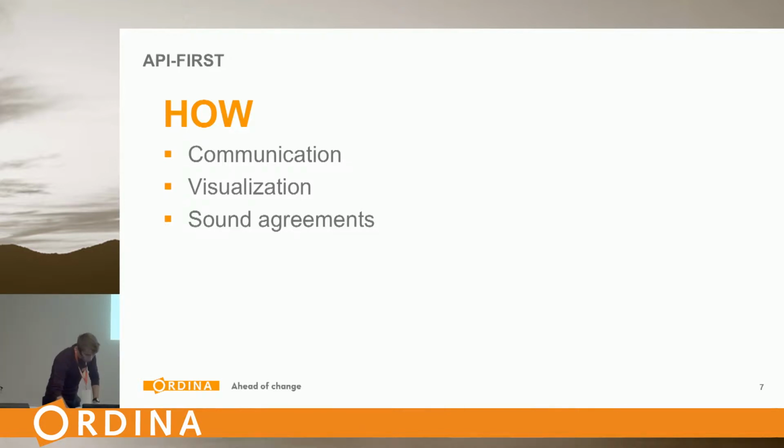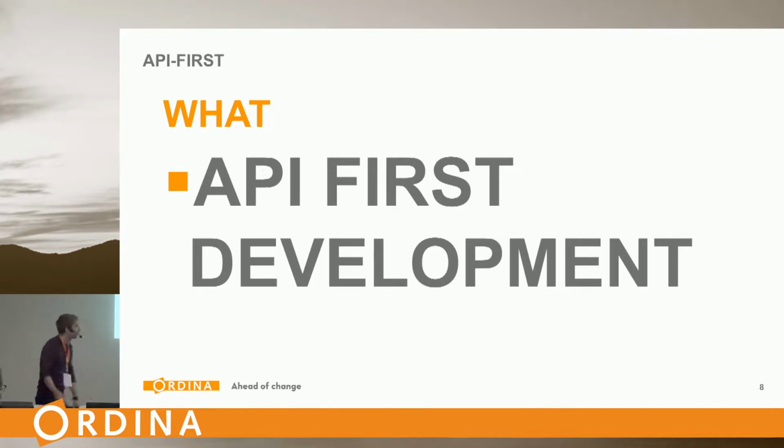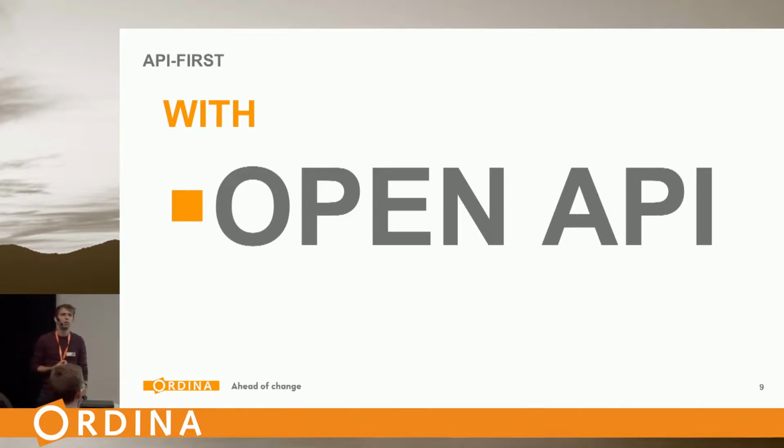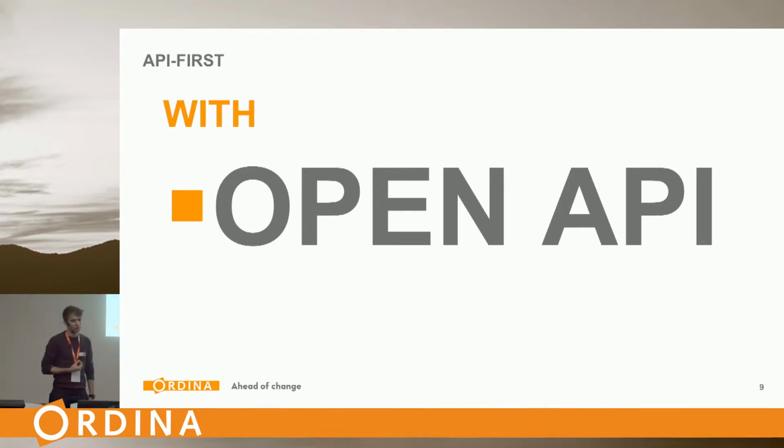Now, how are we going to do this? We're going to do API first development. And what are we going to do this with? With OpenAPI. And this is where I go into OpenAPI. I already told you OpenAPI is a way of specifying what your API looks like. So you want to be clear about that API. Let me show you how this often goes when you're not clear about your API.